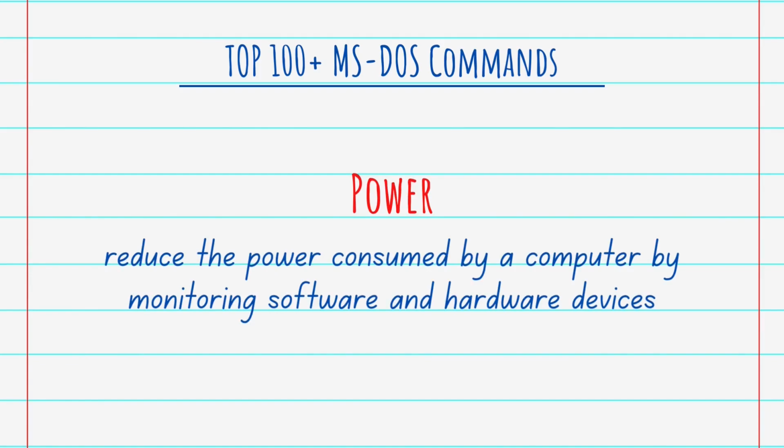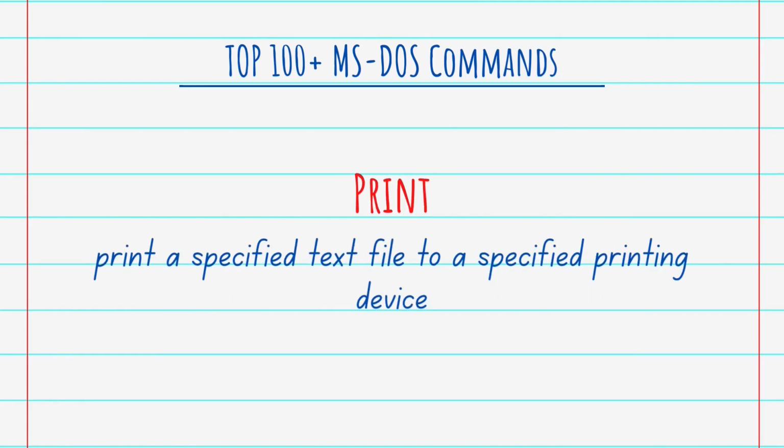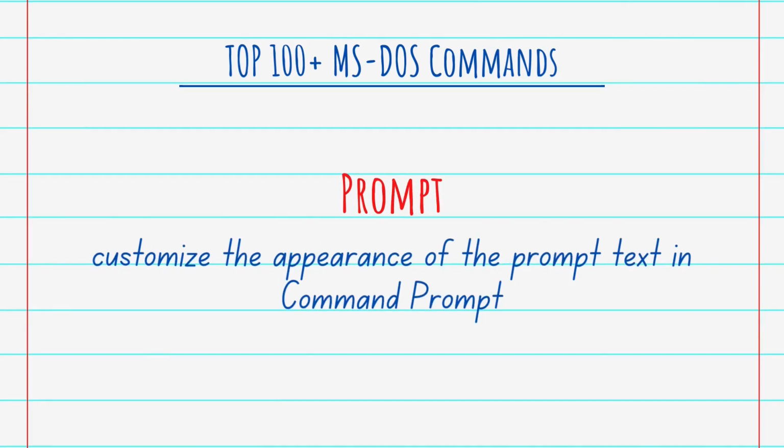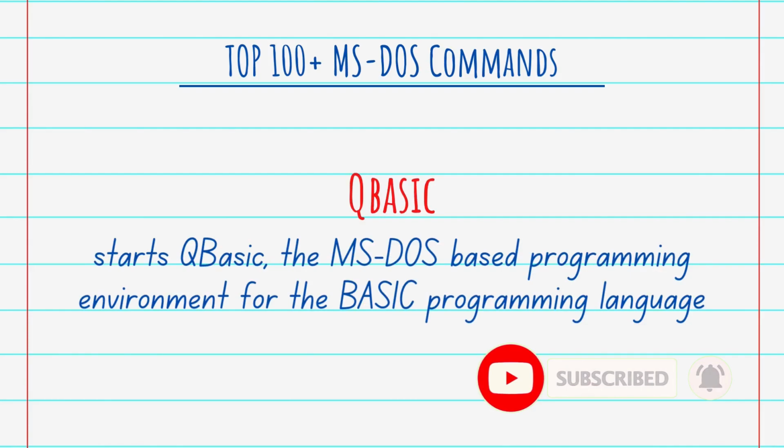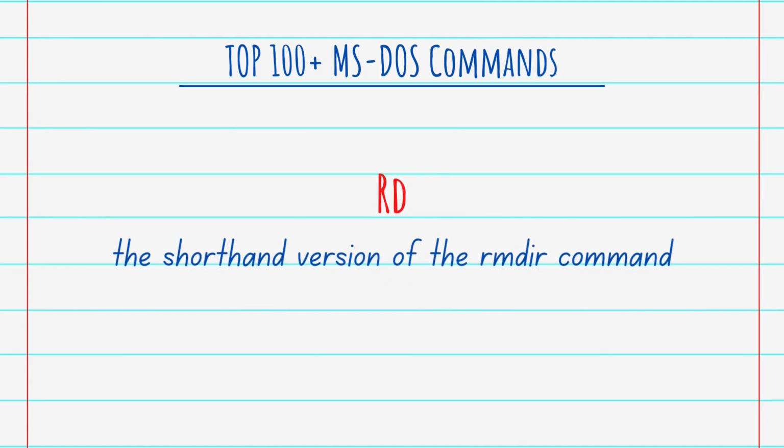Next is the power. The power command is used to reduce the power consumed by a computer by monitoring software and hardware devices. Print. The print command is used to print specified text files to a specified printing device. Prompt command. The prompt command is used to customize the appearance of the prompt text in a command prompt or MS-DOS. Next is the QBasic. The QBasic command starts QBasic, the MS-DOS based programming environment for the BASIC programming language.